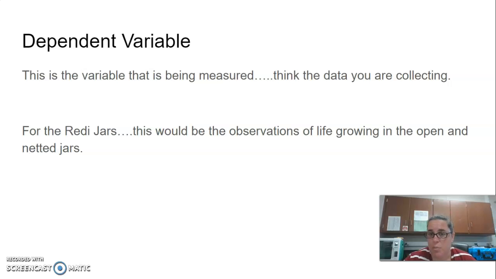The dependent variable is what is being measured. The best way I can help you remember the difference between the two is if you think of dependent variable, think of data. So your dependent variable is the data you are collecting. They both start with D's, so hopefully that will help you make that connection. For our ready jars, our dependent variable is pretty much whether life is growing. Unfortunately, we failed at this experiment this time around for whatever reason. We didn't get life growing in our jars. But those observations that you recorded between the two jars are your dependent variable. It's the data that you've collected.